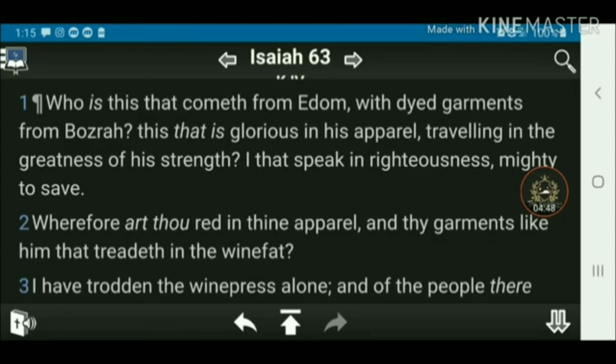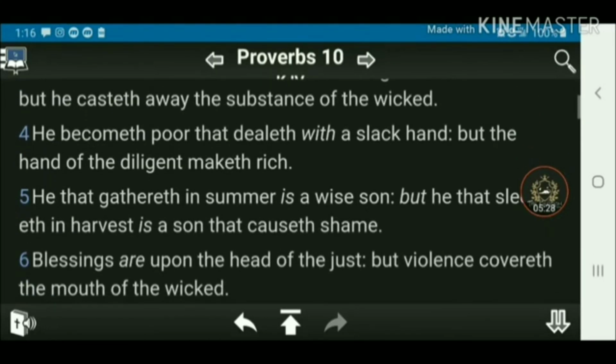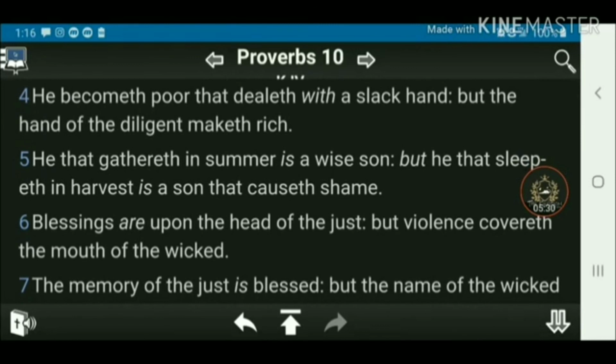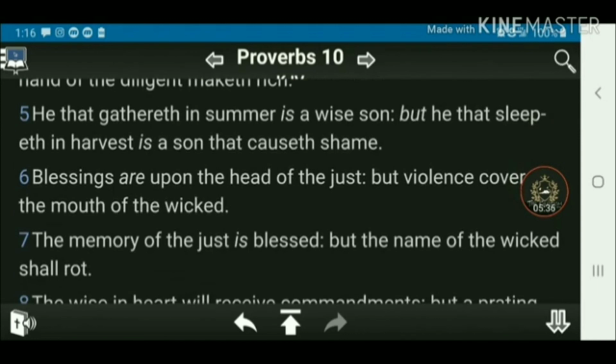Let's get a couple more precepts that I think we should bring out. Proverbs chapter 10, verse 5. He that gathereth in summer is a wise son, but he that sleepeth in harvest is a son that causeth shame. That's right. Summer is the harvest, but whoever's asleep, this is a damn shame.